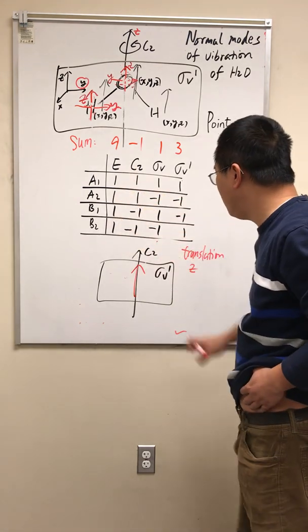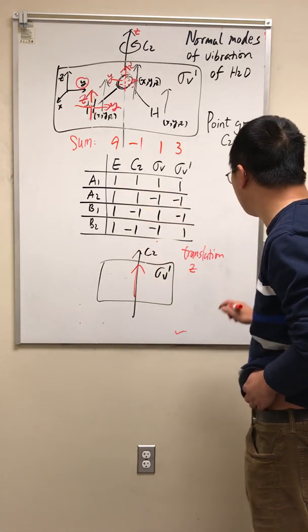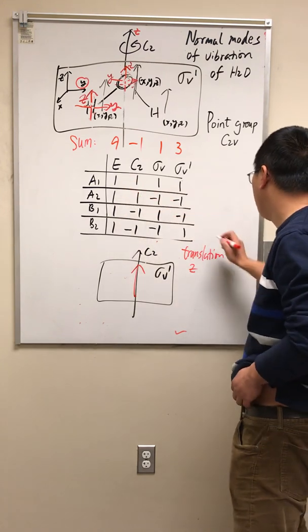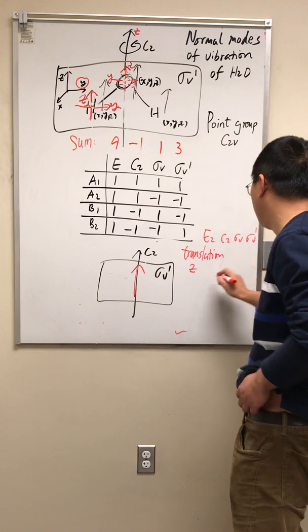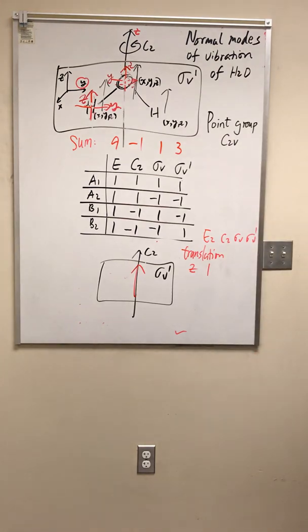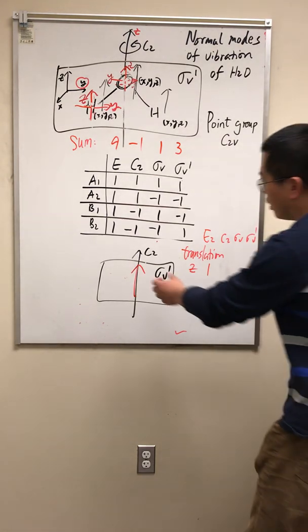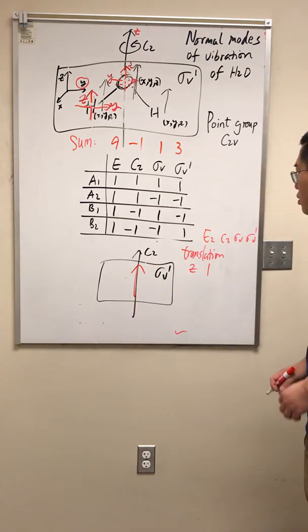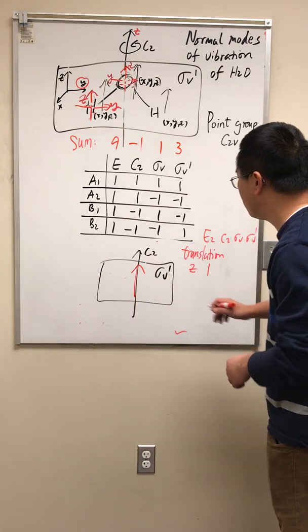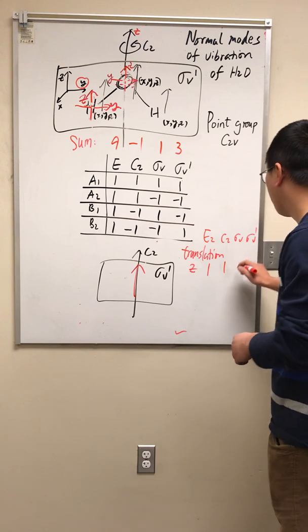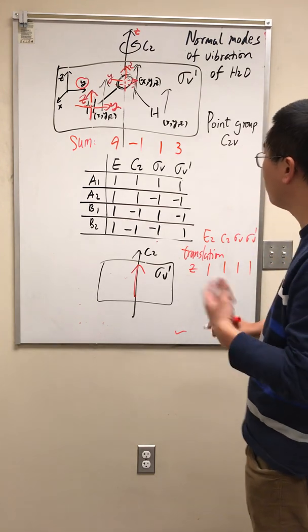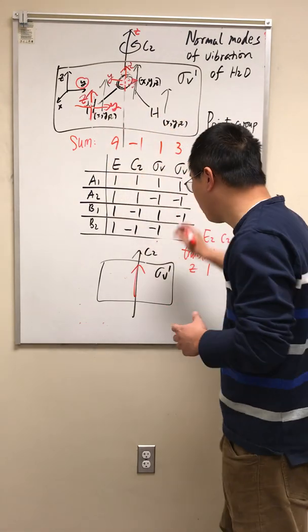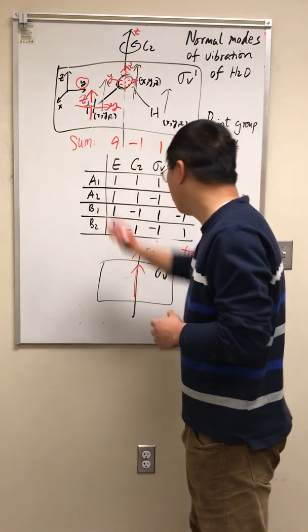Again, we look at E, which means doing nothing, so it's symmetrical. For C2, we rotate this red vector about the C2 axis, and it does nothing. Sigma v, nothing. Sigma v prime, nothing. And then we're going to look at the translation of the entire molecule in the y direction. So this is the y direction.